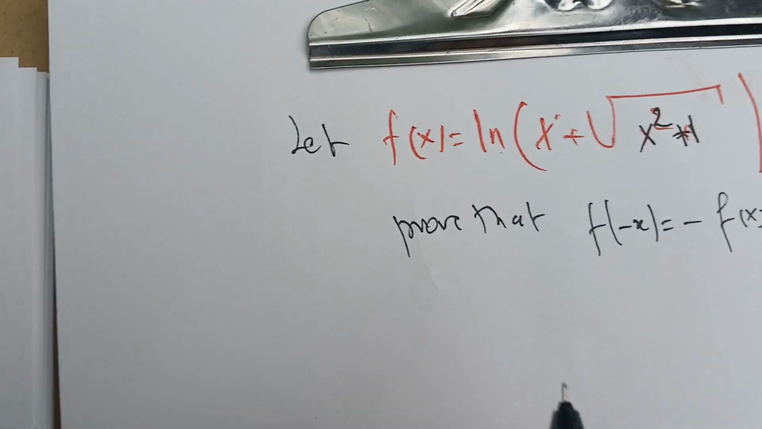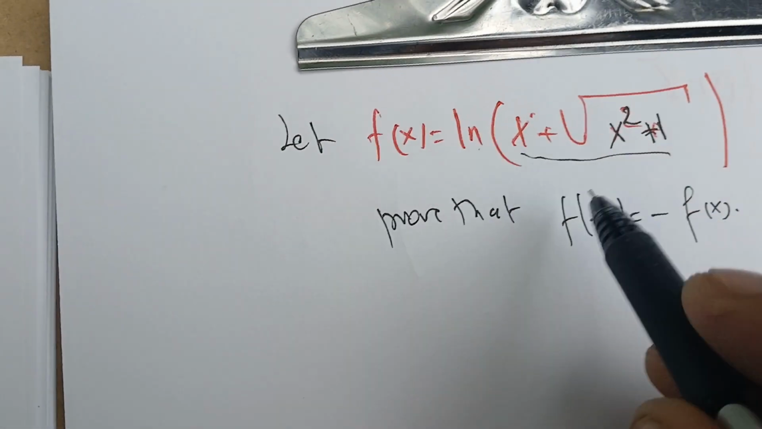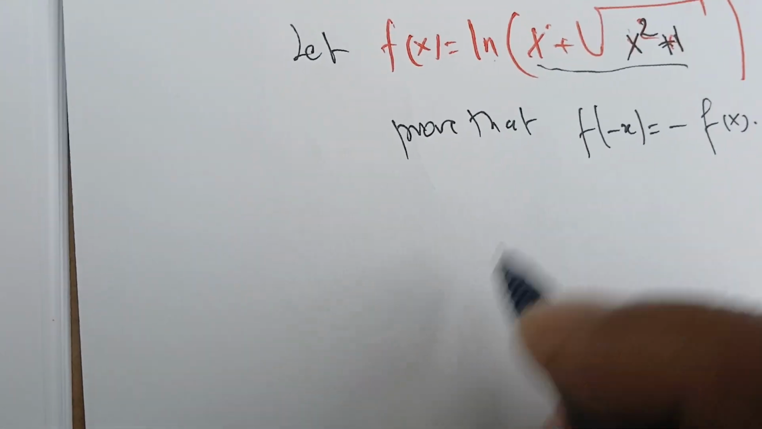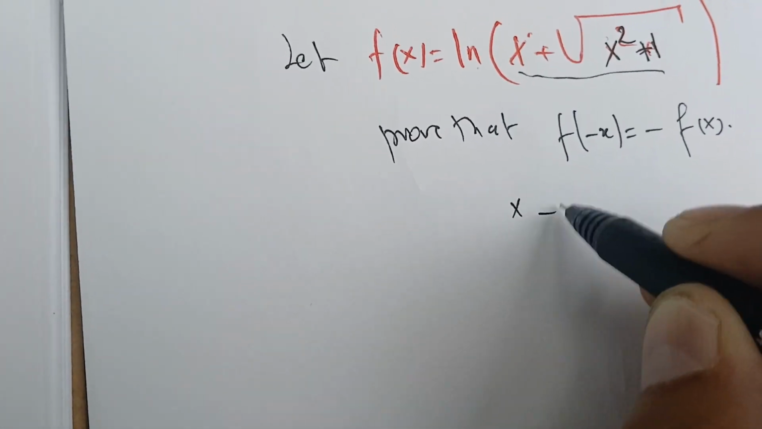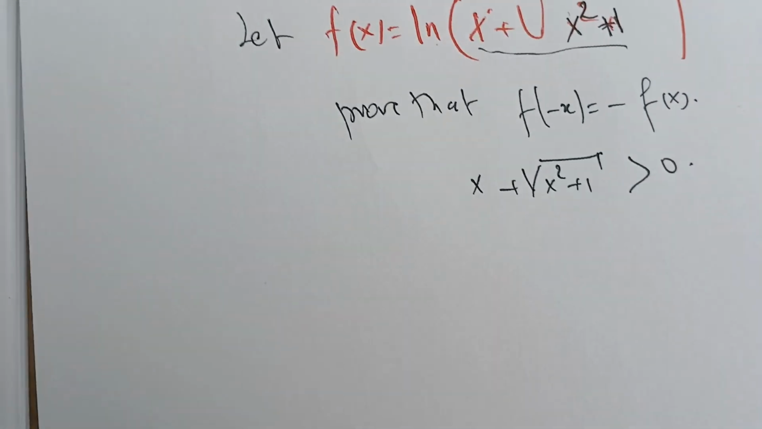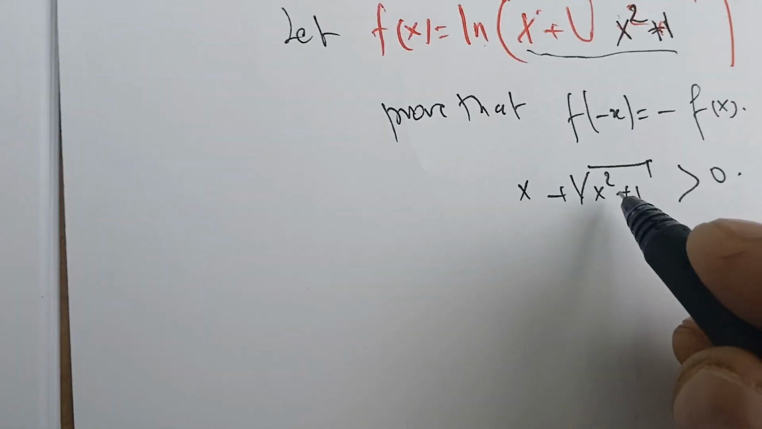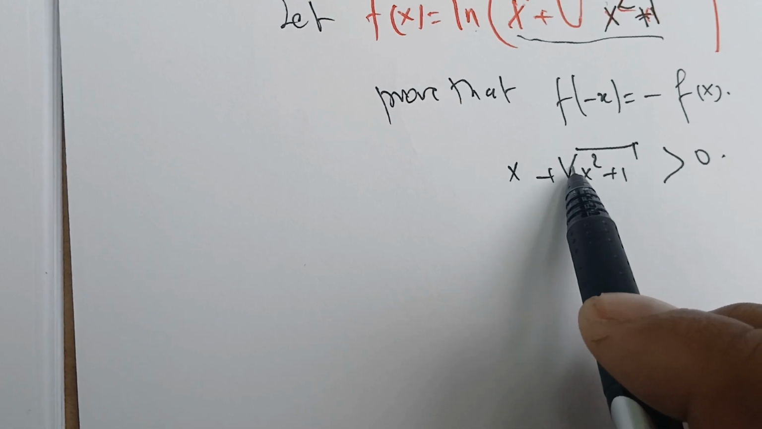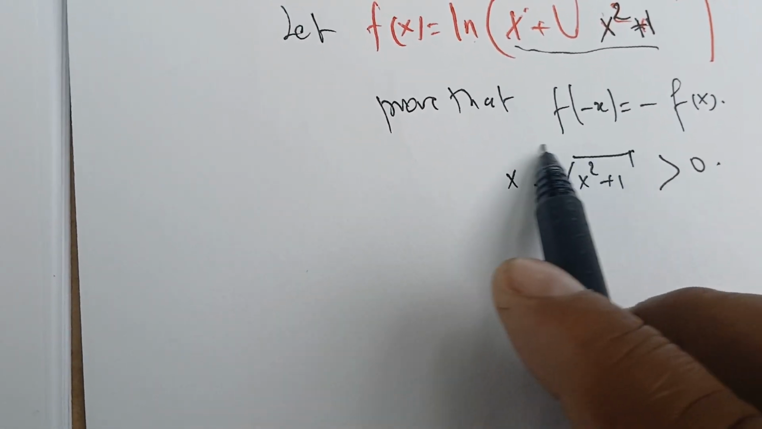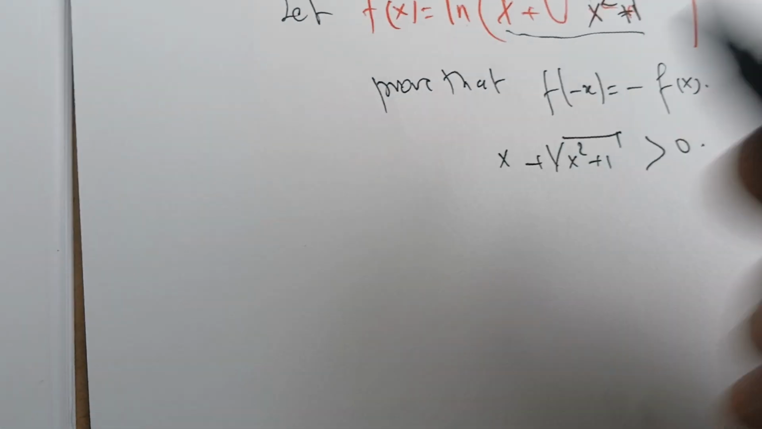Okay, but before that, we want to find the domain of this function. What are the values of x that would make this one defined? That means finding the values such that x plus square root of x squared plus 1 is bigger than 0. But we can note one thing here, since we have this square root of x squared plus 1, we can do it this way.